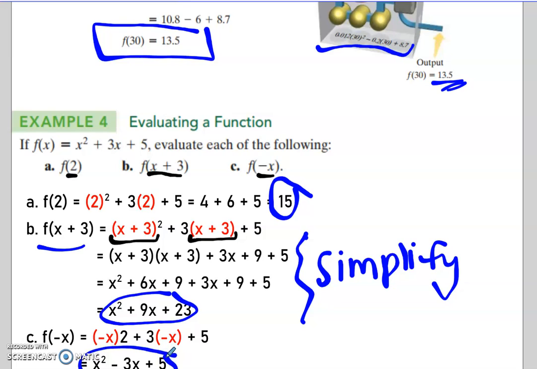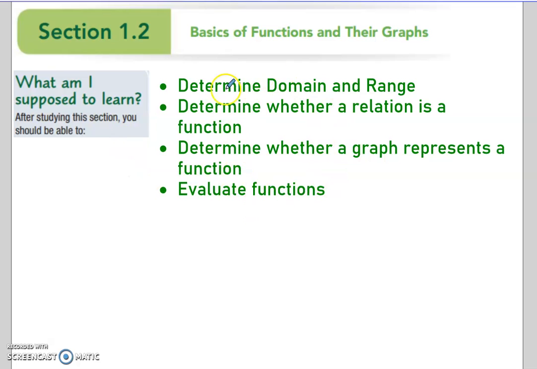Okay, guys, this is just a refresher on evaluating functions. Bring any questions to our Zoom. That is all for 1.2. We hit all of these objectives, so look at these again and make sure you can do these four objectives. If you can't, bring me some questions. Great work, guys.